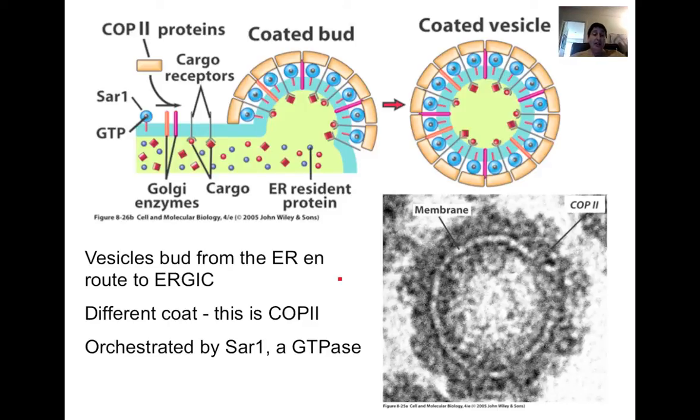In the picture on the top left, they're showing you cargo that's bound to cargo receptors, gets recruited into a budding vesicle, and the budding vesicle is regulated by COPII. COPII causes curvature of the membrane, concentration of the cargo, and once it buds off, we have uncoating, and that goes to the ERGIC, fuses with the ERGIC, and so on. Different coats, different GTPases, all of this leads to membrane transport, vesicular transport.